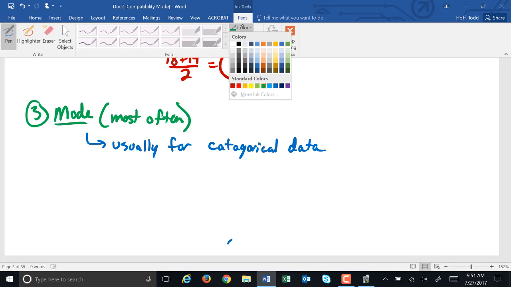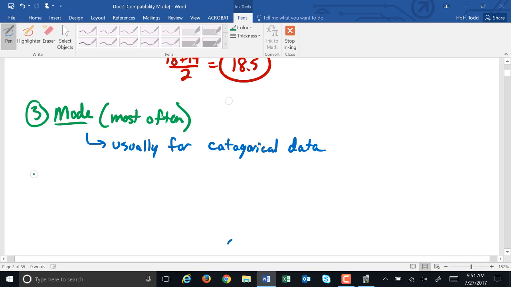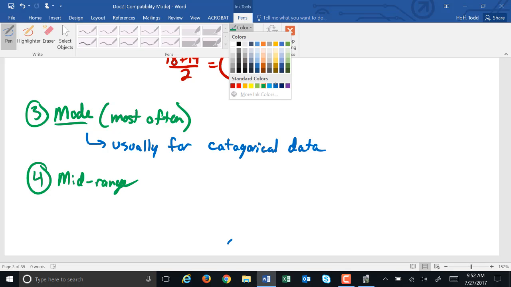Now I talked about, well, let's talk about this next one first. There's a fourth one. Like I said, the mean, median, and mode are the big three. Those are the three that are used all the time. There are some other ones. I'm going to bring up one called the mid-range. The mid-range involves two numbers.